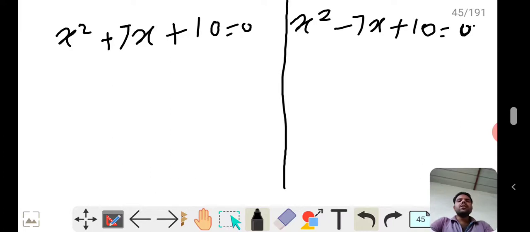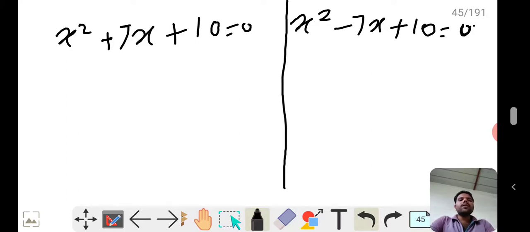In the first case, we have x square plus 7x plus 10 is equal to 0. If we want to solve this quadratic equation by factorization method, we have to do certain steps. So let's see how we can solve this quadratic equation by the factorization method.